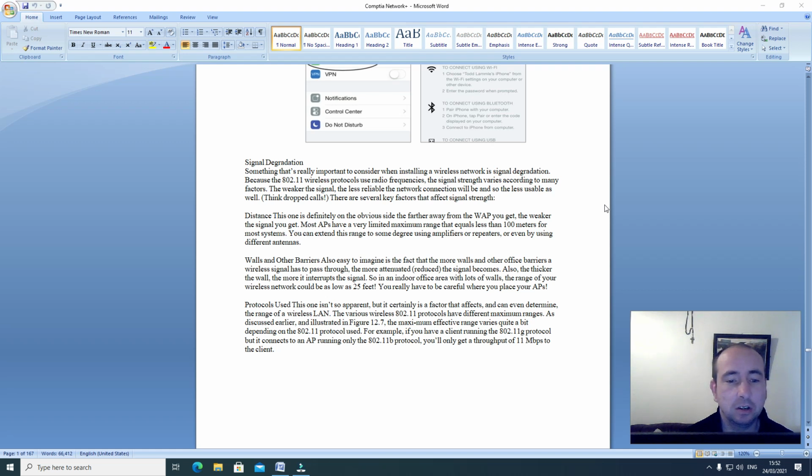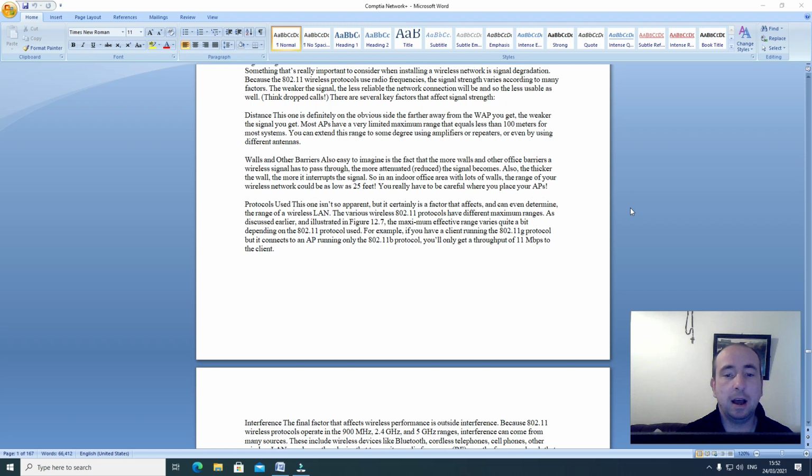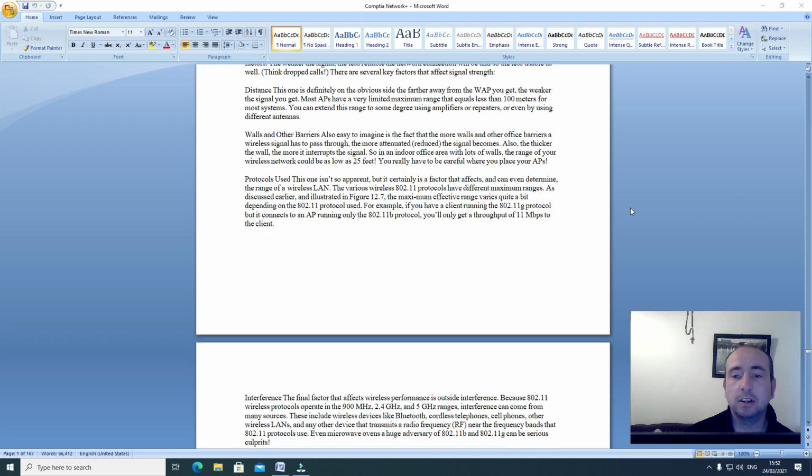Distance. This one is definitely an obvious one. The farther away from the wireless access point you get, the weaker the signal you get. Most access points have a very limited maximum range that equals less than 100 meters for most systems. You can extend this range to some degree using amplifiers or repeaters, or even by using different antennas.